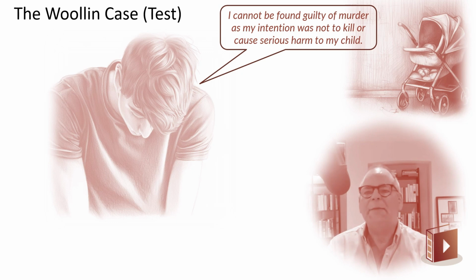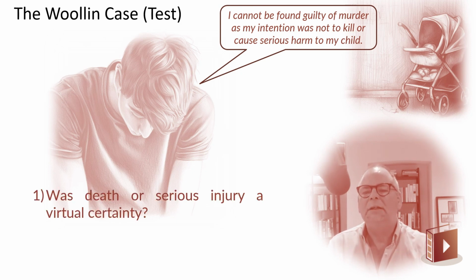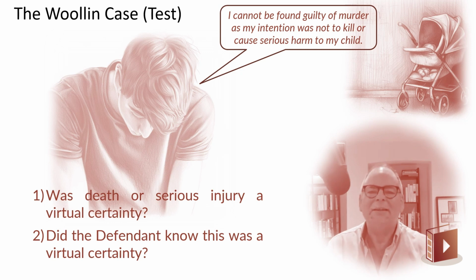So the court came up from this case with a test for indirect intention. And the test goes like this. We ask if in that situation whether death or serious injury was a virtual certainty. And I think most of us agree that throwing a baby across a room, death or serious injury, is a virtual certainty. And then the second part of the question is, did the defendant know this was a virtual certainty? So there must be an awareness on the part of the defendant.